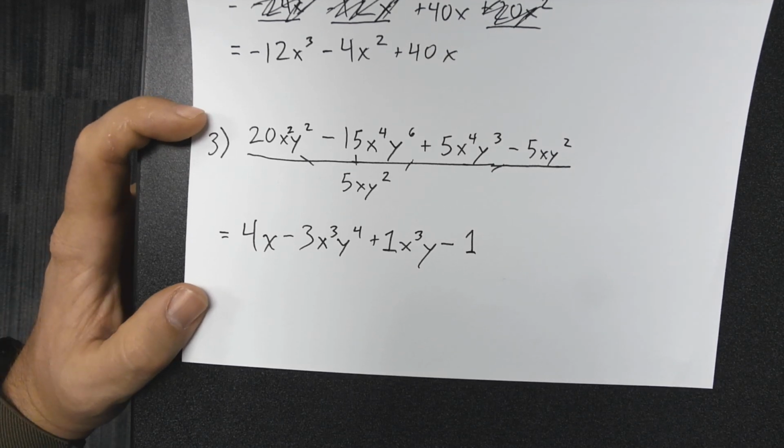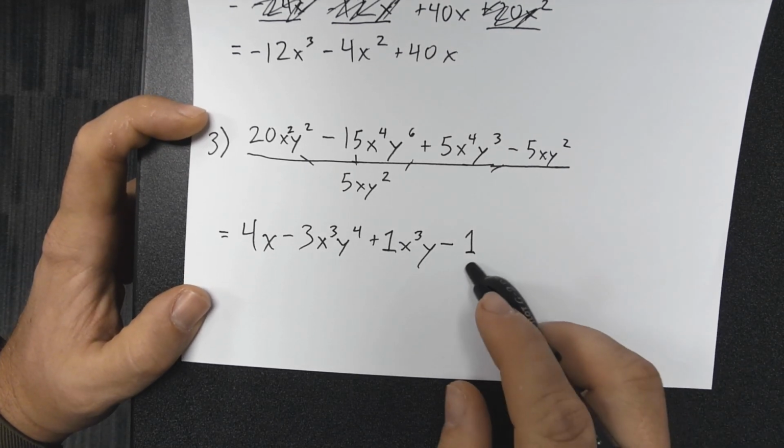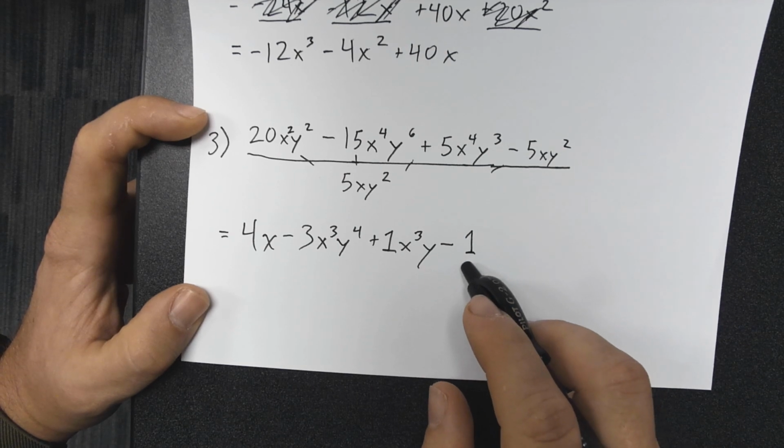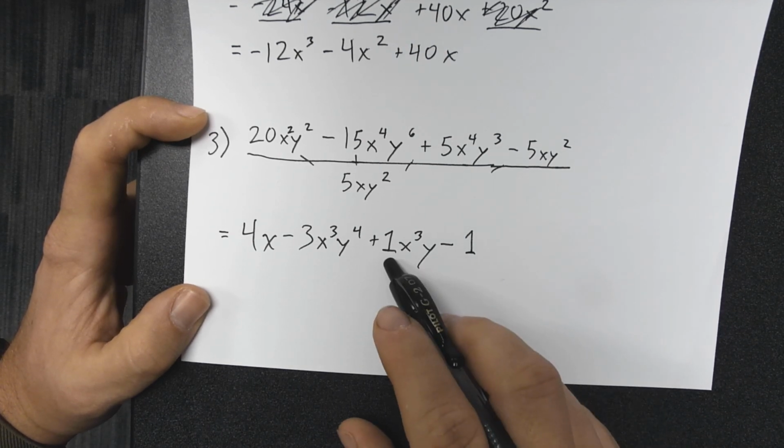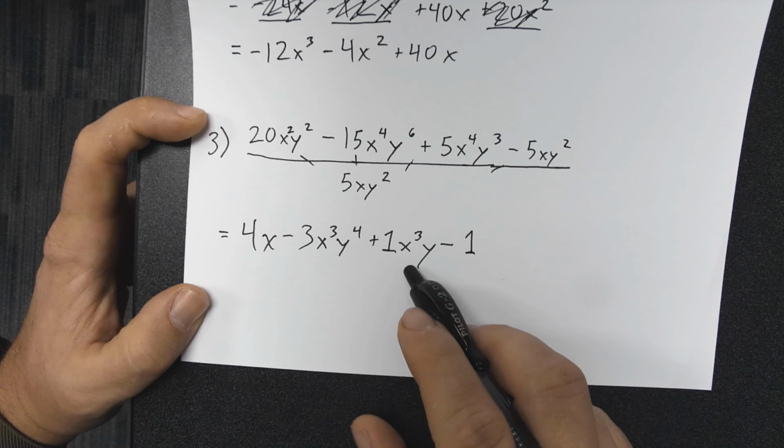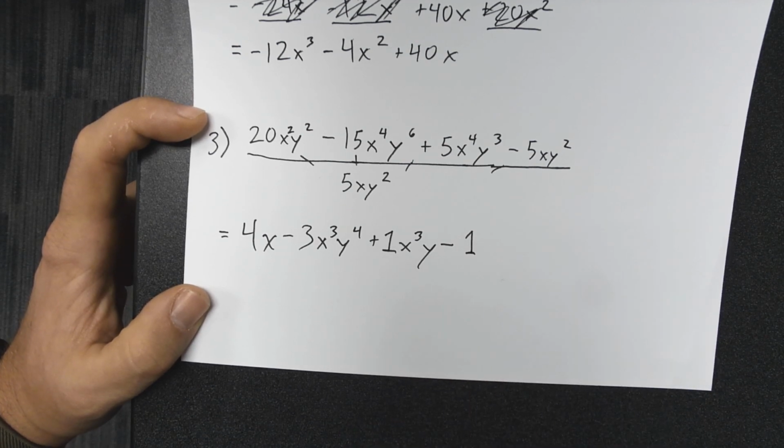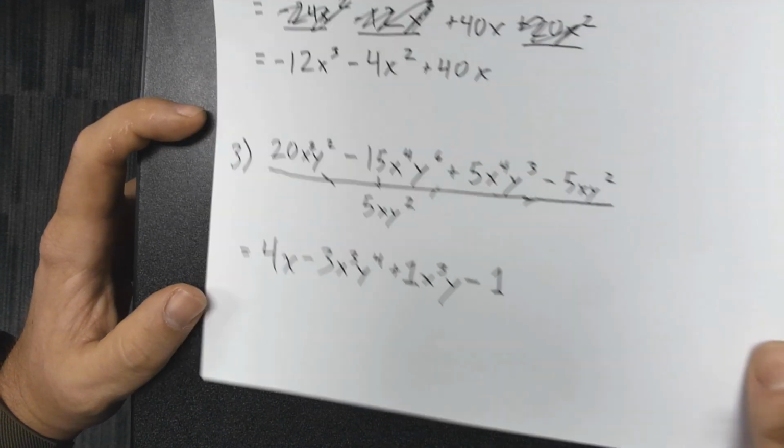So you'll have a problem similar to this on the quiz. Don't miss that 1 right here. Technically, I could just write this as x cubed y, and that's the equivalent, but I have to have this minus 1 at the end. So don't forget that placeholder. Let's do one last example.